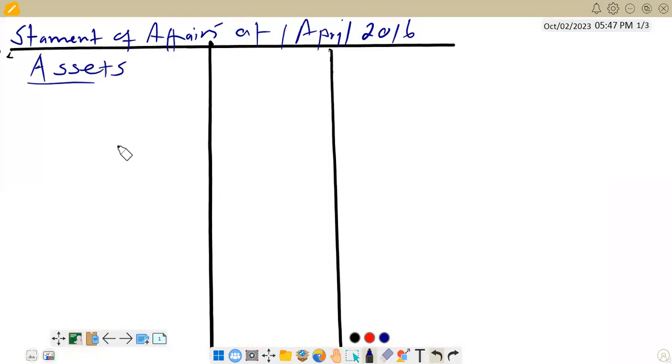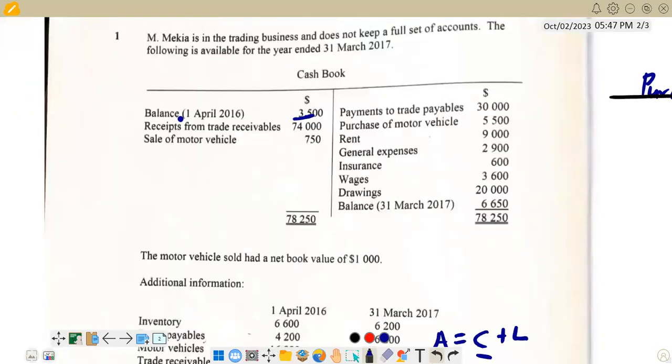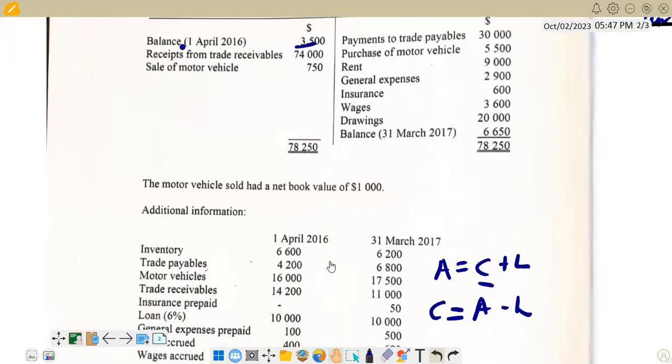So we are going to go there and say assets. We are going to start with cash or bank. And our figure there is 3,500. Then we go back again to check for other balances that we have there. Right. So if you look there, the balances that we want to look at are the balances that we are having at the beginning of the year. That is under this column.